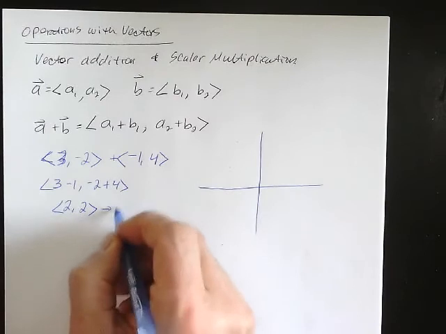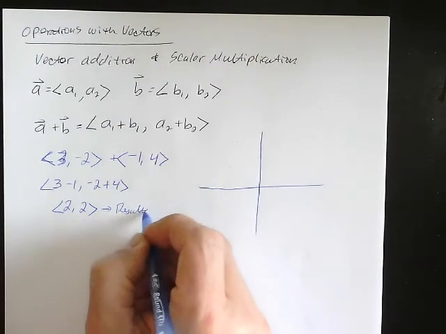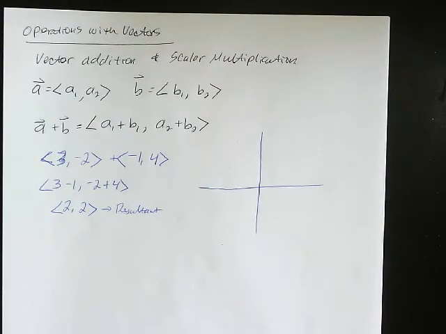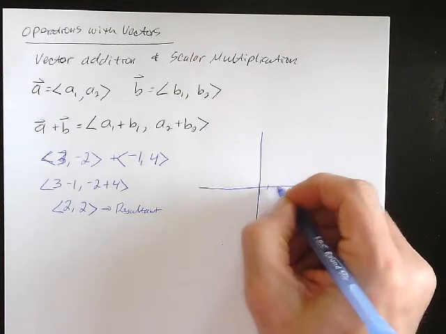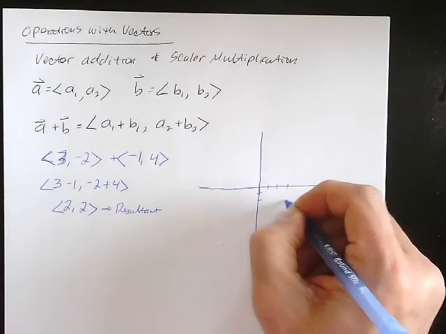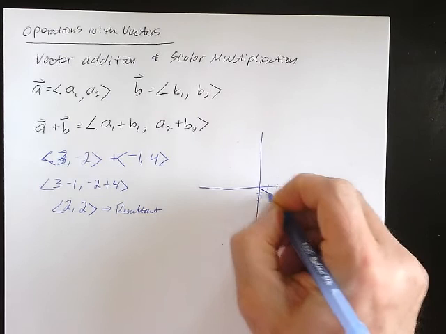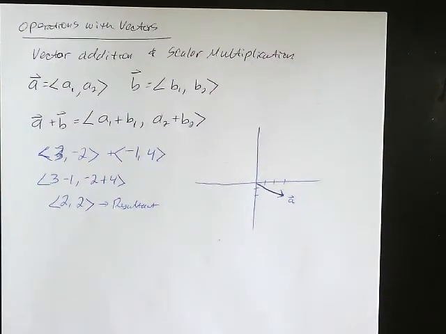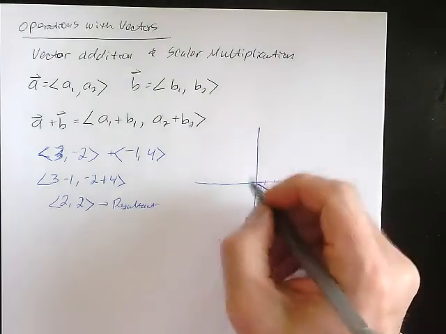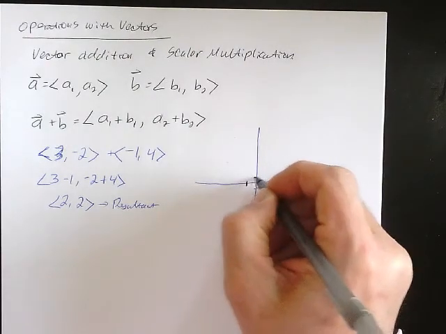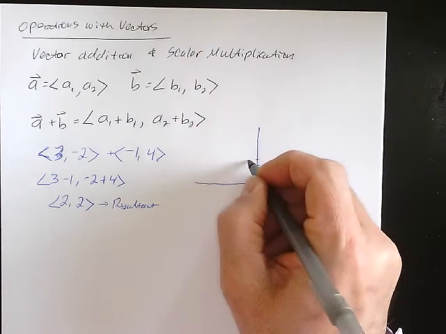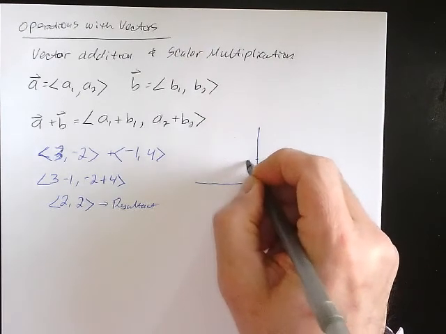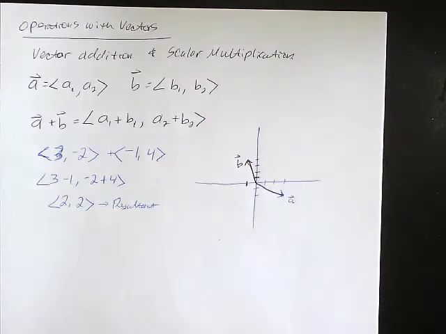Now to show you what this looks like graphically, because we call this vector here the resultant. So we have 3, negative 2: 1, 2, 3, then down 1, 2. There's 3, negative 2. This is A. Then we also have negative 1, 4: 1, 2, 3, 4.